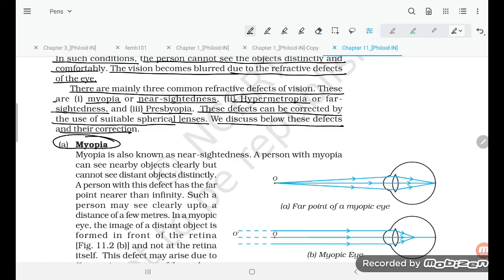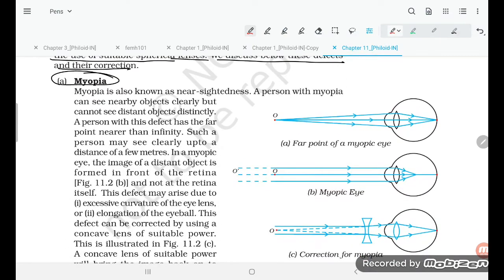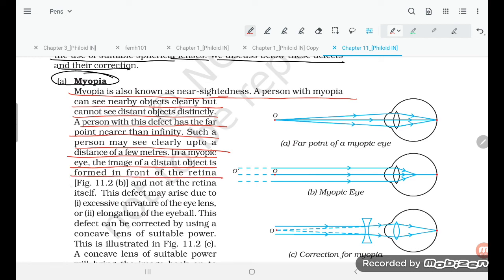The first point we are going to understand is what is known as myopia. Myopia is also known as nearsightedness. A person with myopia can see nearby objects clearly but cannot see distant objects distinctly. A person with this defect has the far point nearer than infinity. Such a person may see clearly up to a distance of a few meters. In myopic eyes, the image of a distant object is formed in front of the retina, figure 11.2, and not at the retina itself.